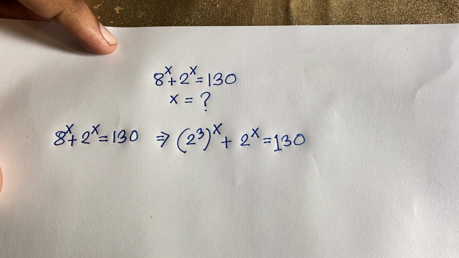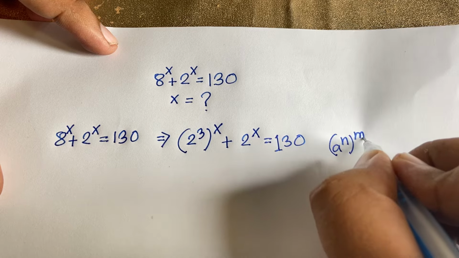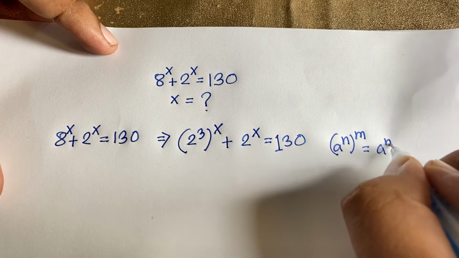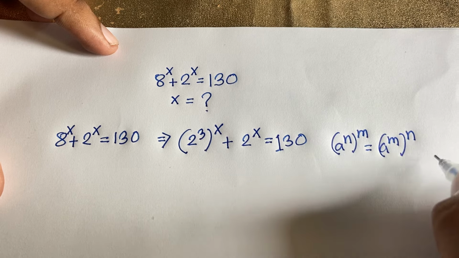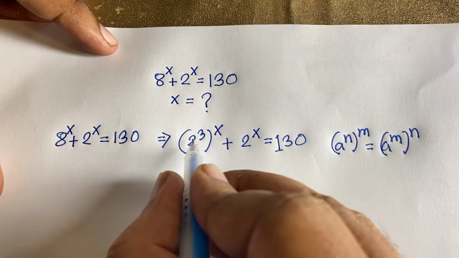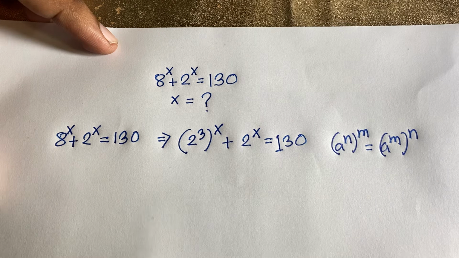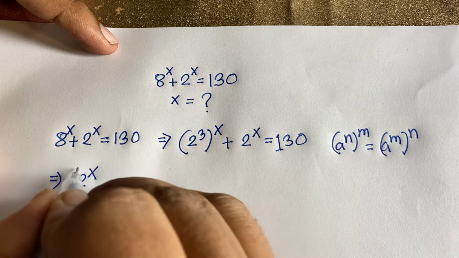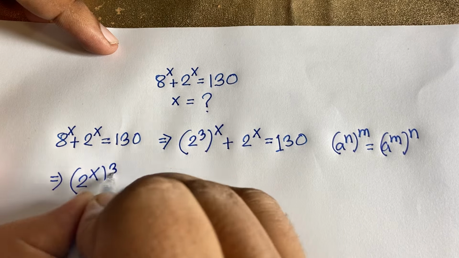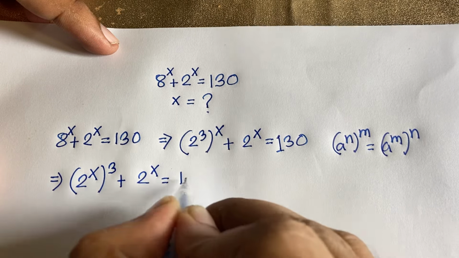Then we know that a to the power m and whole to the power n is equal to a to the power mn. According to this rule, I can easily move this exponent, here is x and here is 3. So this equation becomes 2 to the power x and whole to the power 3 plus 2 to the power x is equal to 130.